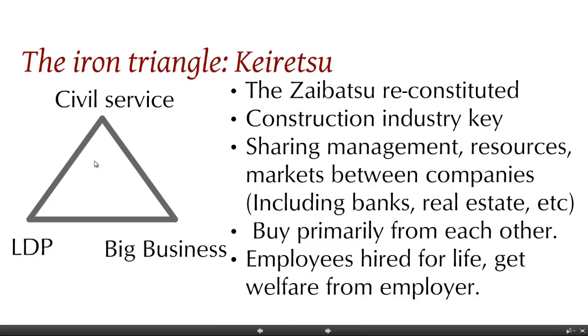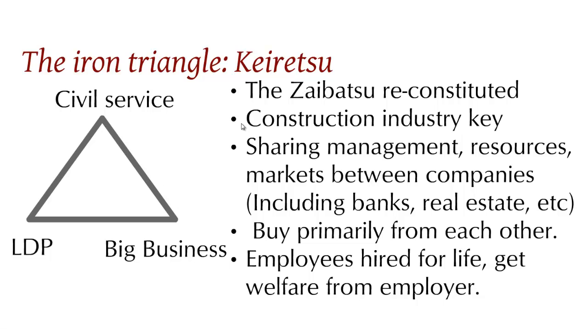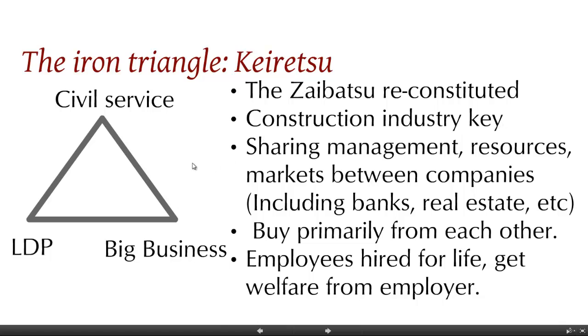And this Keiretsu is an alliance. These Keiretsu are alliances between the LDP, the civil service, and big business groups. So they're reconstituted Zaibatsu. The real heart of this lies within the construction industry. They are networks of big business groups or conglomerations that are sharing management resources and markets between companies, including banks and real estate functions and so on. And they agree to buy primarily from each other.